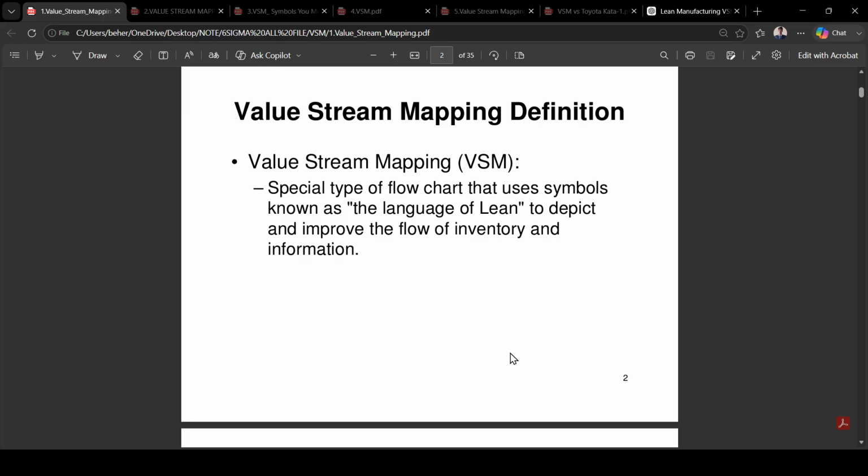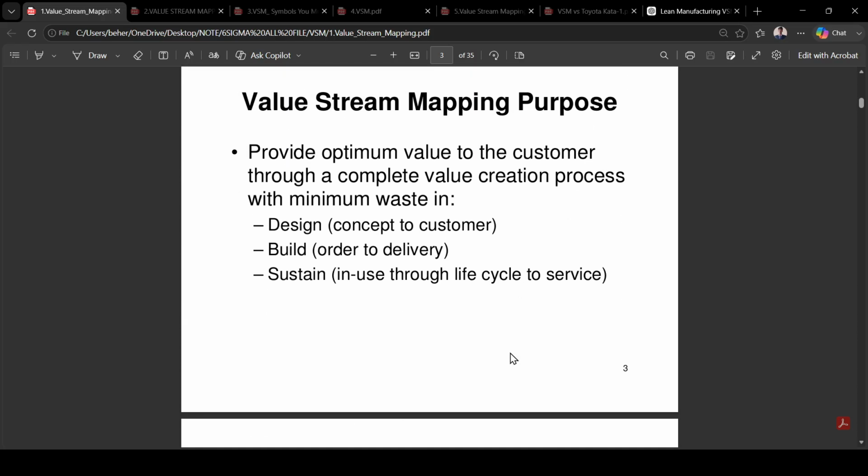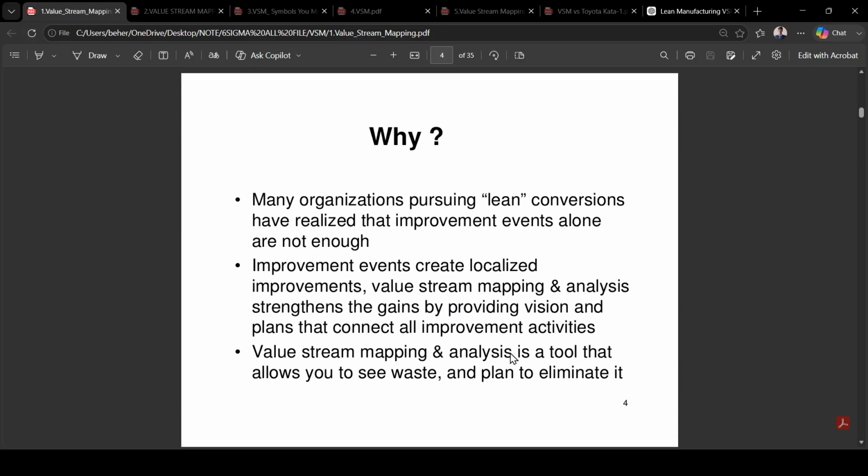It is a special type of flow chart that uses symbols known as the language of lean to depict and improve the flow of inventory and information. The purpose of value stream mapping is to provide optimum value to the customer through a complete value creation process with minimum waste, from design concept and customer order to delivery, and sustained use through the life cycle to service.